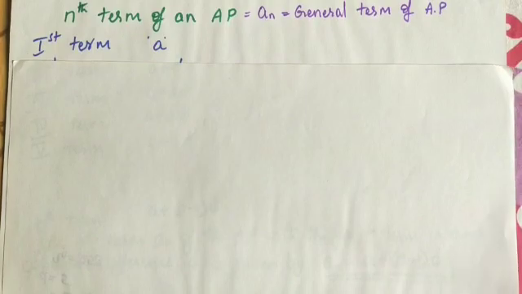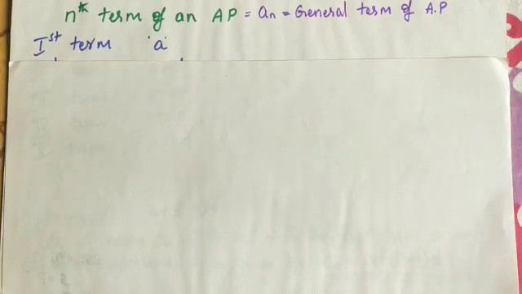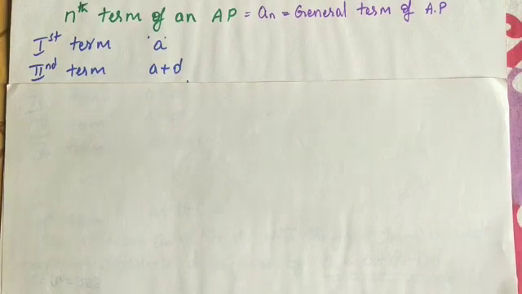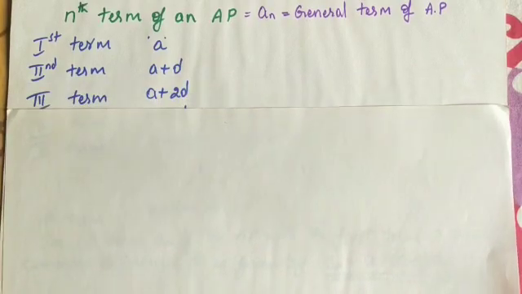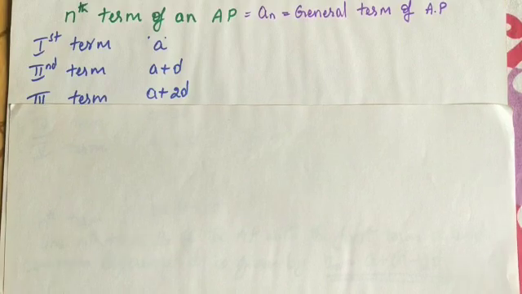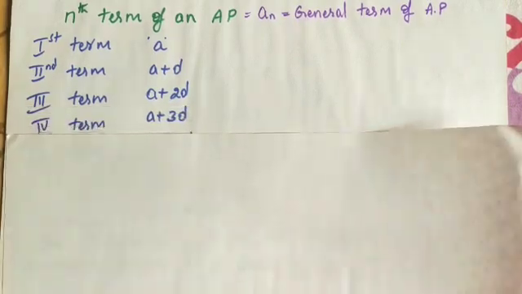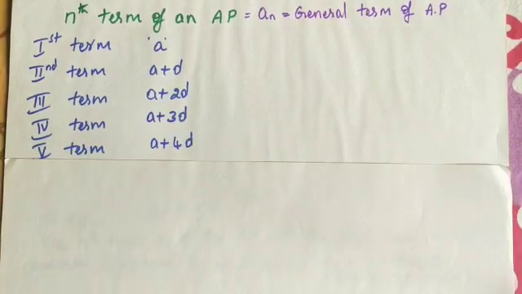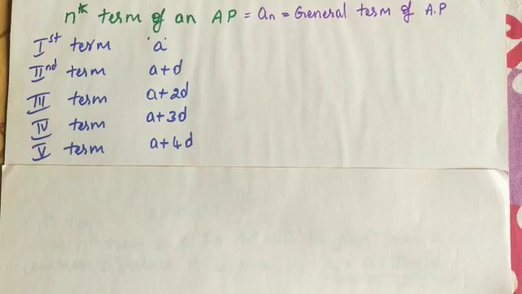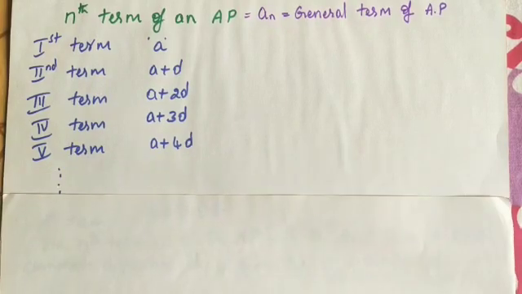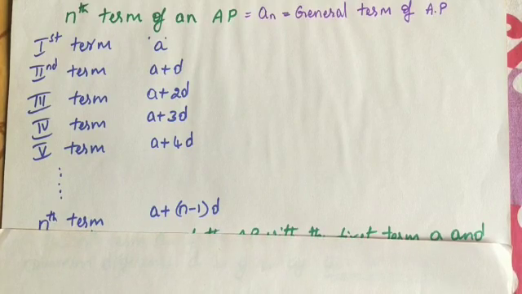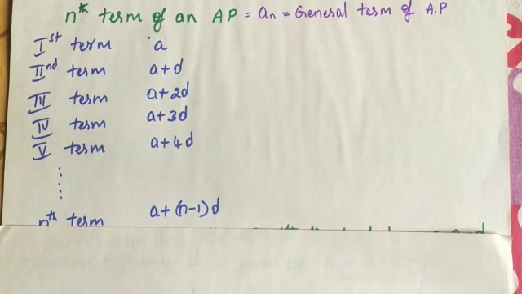First term is written as a, second term is written as a plus d, and the third term is written as a plus 2d, fourth term is written as a plus 3d, fifth term is written as a plus 4d. Likewise, nth term is written as a plus n minus 1 into d.